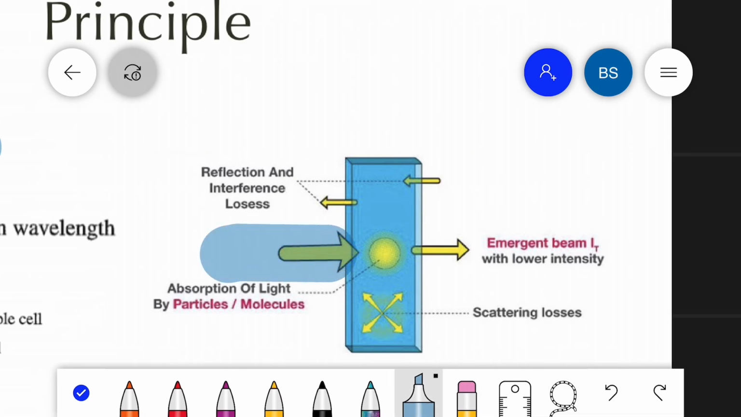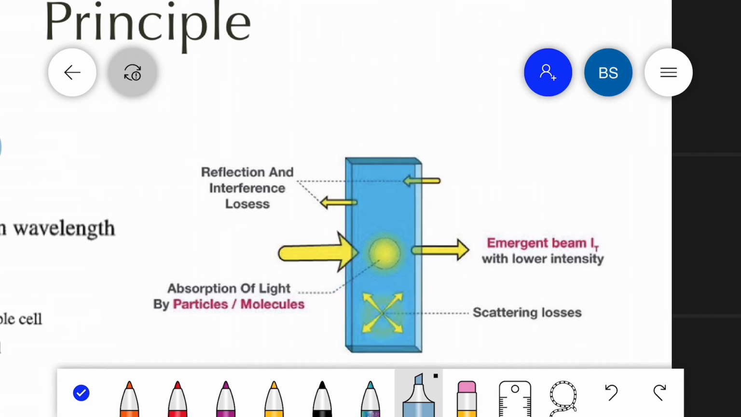If the UV visible radiation falls on a molecule, it may get absorbed by the molecule, or there may be a scattering loss, or there may be losses by reflection and by interference. And after all this, the radiation will emerge from the molecule with lower intensity. A higher intensity of radiation entered and a lower intensity radiation emerged. That means the molecule should have absorbed some energy.